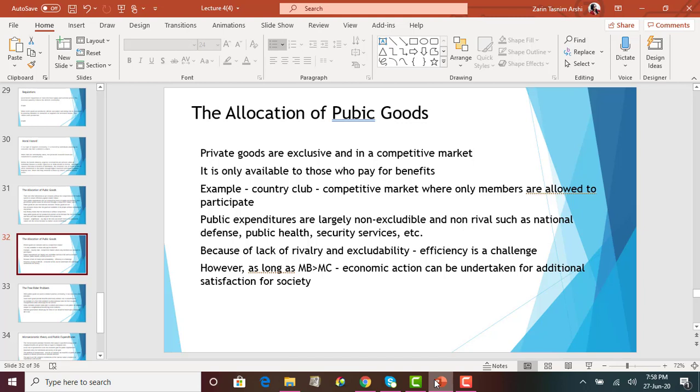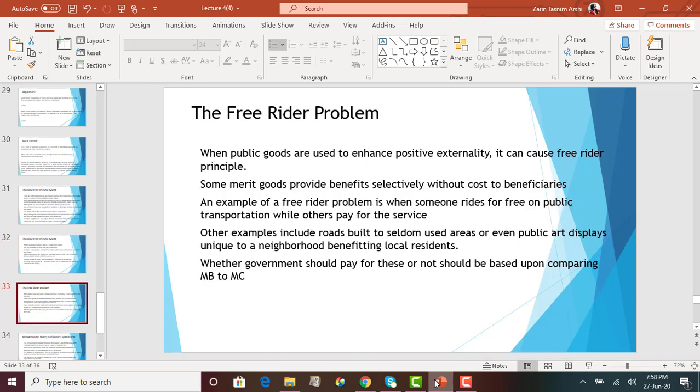An example would be a country club, a competitive market where only members are allowed to participate. Public expenditures are largely non-excludable and non-rival, such as national defense, public health, and security services, as I told you. Because of this, efficiency is a challenge for the public market. There is no competition, so we have issues with efficiency. But as long as marginal benefit is greater than marginal cost, that means it's good for the people because the benefit is more than the cost. It's good for the consumers, so it's better to undertake that additional satisfaction for society.